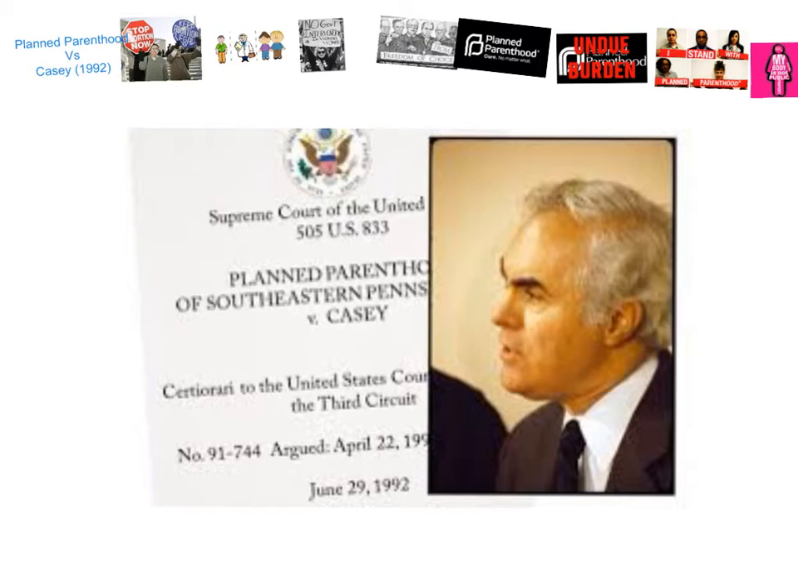Here's a picture of Casey, the governor of Pennsylvania at the time, and he was in favor of the Pennsylvania Abortion Control Act because he said without it, it gave women way too much power when it came to the fetus.